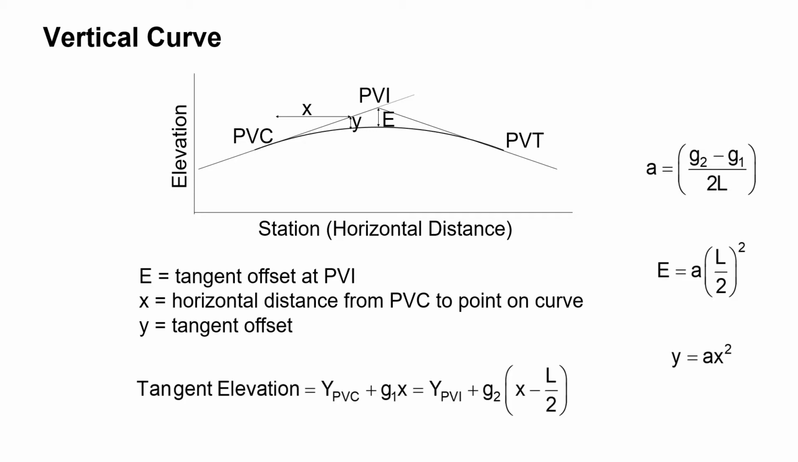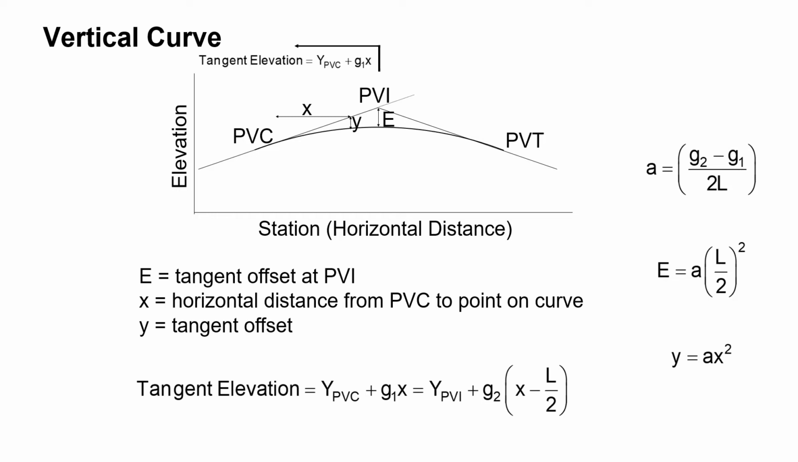And so the equation at any point, the elevation on the tangent for a particular vertical curve, is the elevation of the PVC, y PVC, plus G1 times X, which also equals the elevation of the PVI, y PVI, plus G2 times X minus L divided by 2. And so there are these two equations here, and they apply to different portions of our vertical curve.